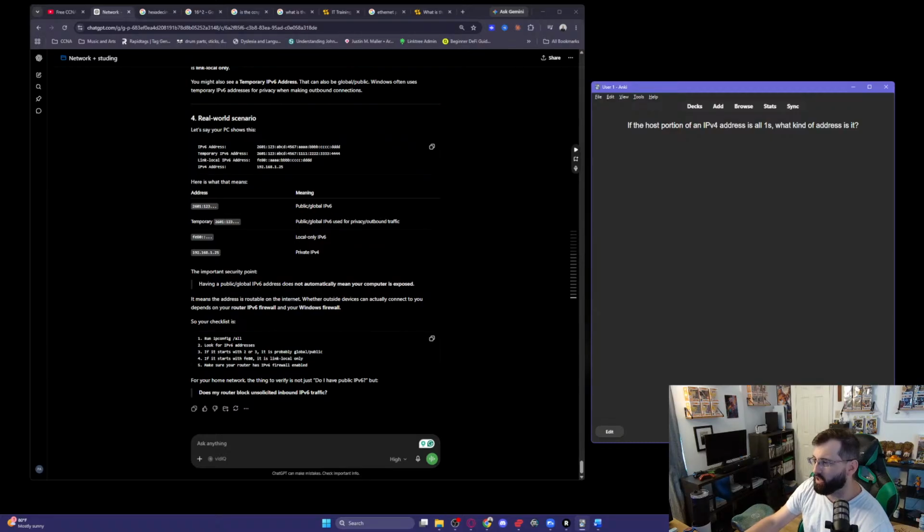If the host portion of the IPv4 address is all ones, what kind of address is it? Oh, broadcast. See how I get confused? IPv4 addresses beginning with blank are used for loopback, 127. We're almost done. What kind of address is used to test the network software stack? Oh, this is the one I had no idea on. Loopback. Loopback tests the network stack.